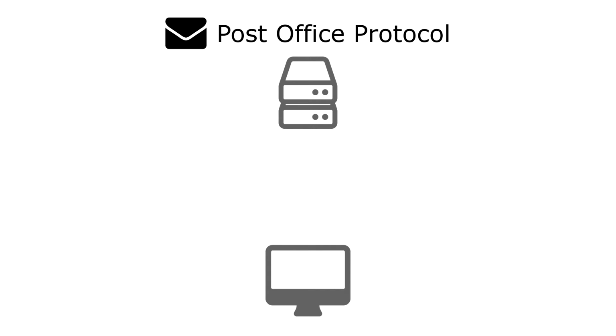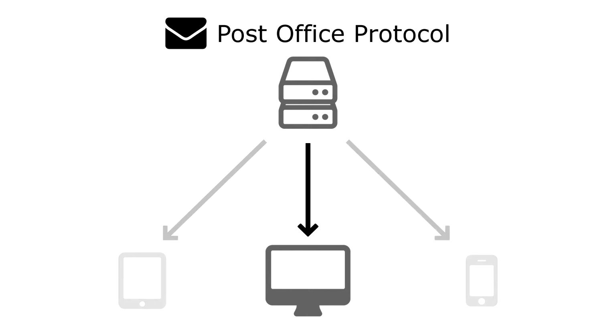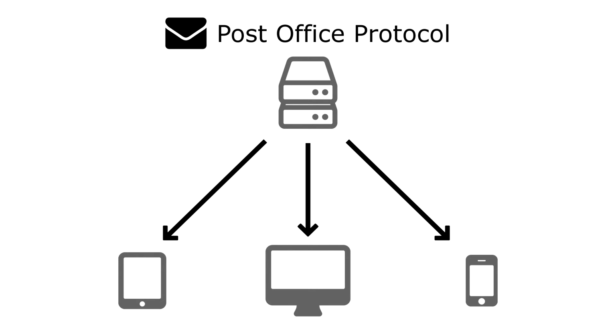POP was developed in the early 1980s during a time when internet connections were slow, server storage space was limited, and you were likely to only use one device for email. This protocol is more of a one-way street that only allows for messages to be downloaded. While it can support multiple devices, there are many drawbacks to how POP implements this support. This video will explore the different ways multi-device support is handled by the two protocols and why IMAP is a better choice when using multiple devices to access your email account.